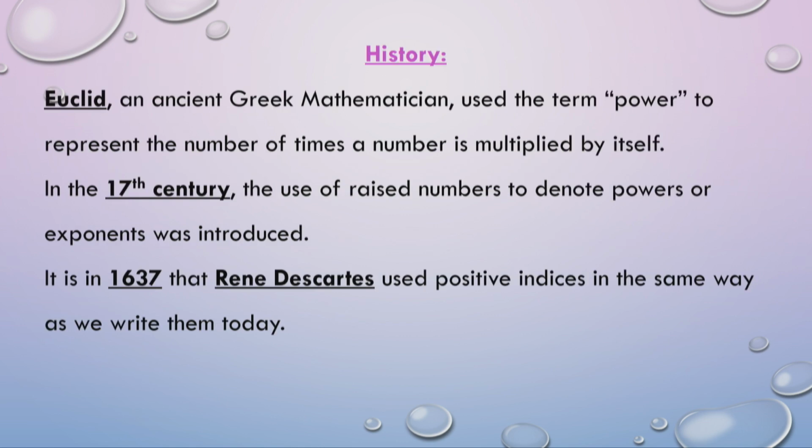Now, a little bit about the history of indices. We have an ancient Greek mathematician, Euclid, who used the term power to represent the number of times a number is multiplied by itself. In the 17th century, the use of raised numbers to denote powers or exponents was introduced. And it was in 1637 that René Descartes used positive indices in the same way as we write them today.